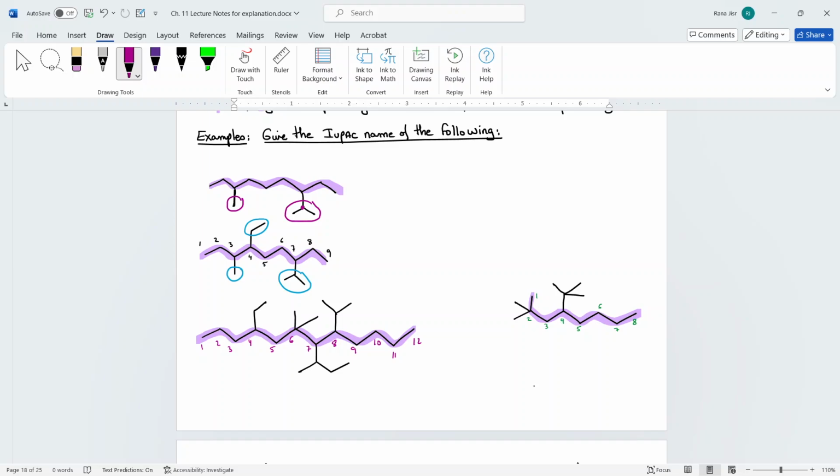So if isopropyl comes first, I need to give it the lowest number since both are on the same end. This is on carbon 3 and this is on carbon 3. So you start numbering from here. That is going to be 4, 5, 6, 7, 8, and 9. And the name is going to be 3-isopropyl, okay, and then 7-methyl, and since it is the 9 carbon chain, it is a nonane.